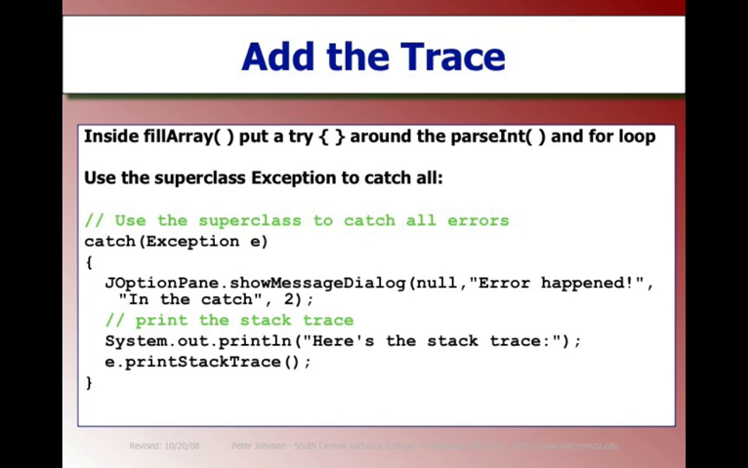We print out the stack trace. So the first thing we do is output a label saying here's the stack trace, and then we use the e exception object and we print out the stack trace. It's a method that comes with the exceptions. And when you run this code, tell me what comes out of it.